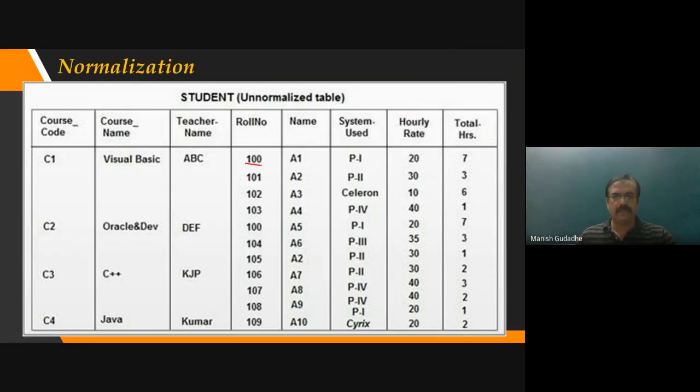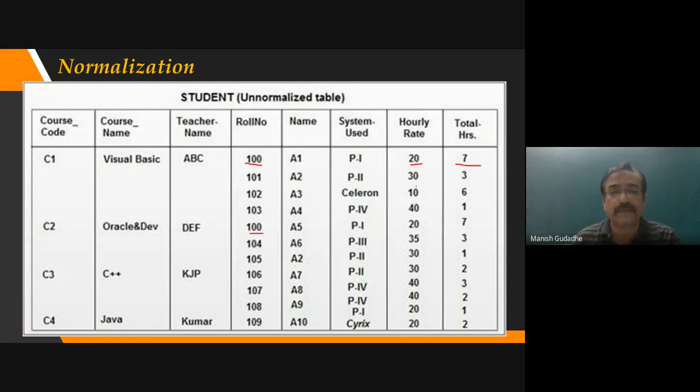Roll number 100 is appearing here. So I can say that roll number 100 is doing a course C1, which is Visual Basic, and teacher ABC is teaching him. His name is A1. He is using system P1 for Visual Basic, and the hourly rate of Visual Basic is 20. Total hours is 7.